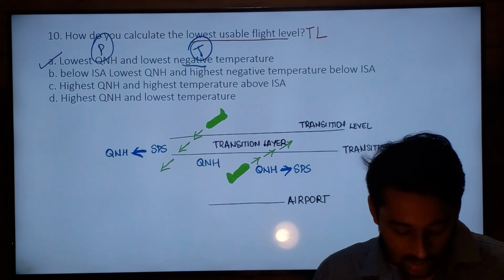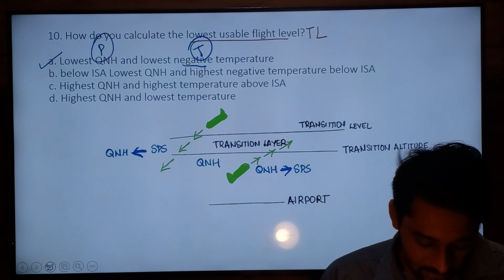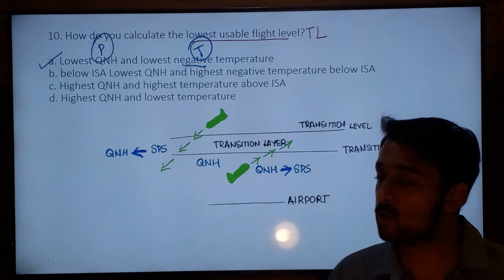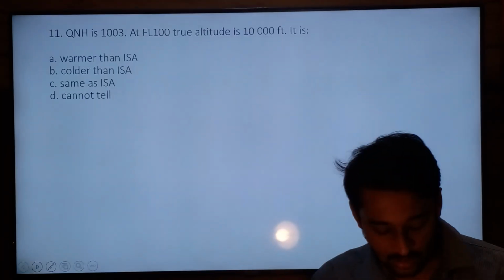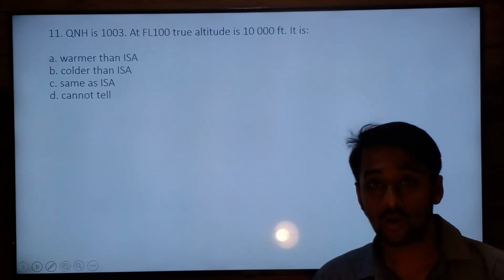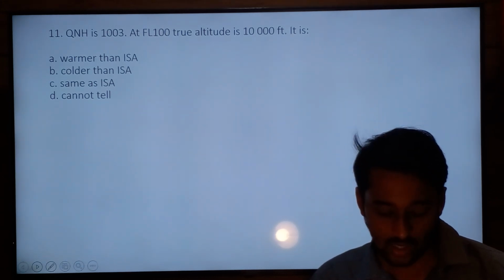Okay. Let's go to question number 11. Of all the four options, option number 1 is the correct option. Question number 11: QNH is 1003. Flight level is 100, and still your true altitude is 10,000 feet.